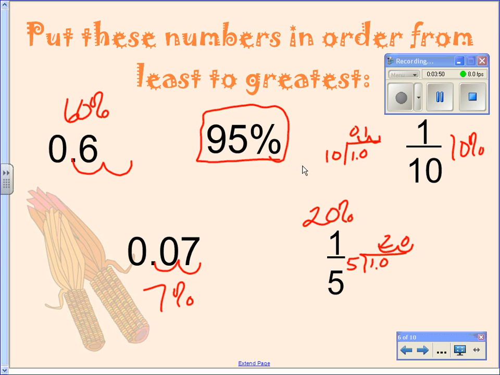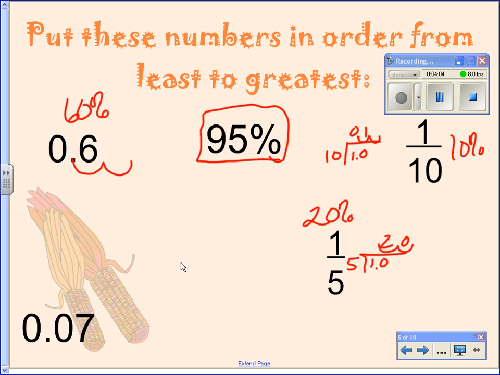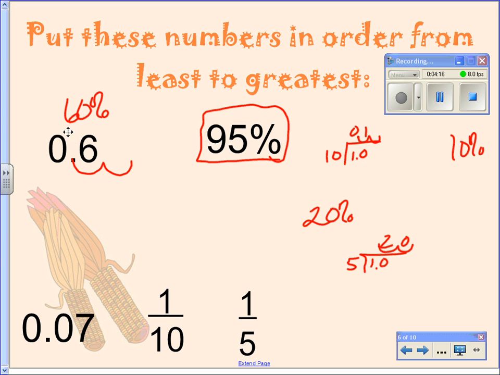So now I'm just going to grab them and move them. It says from least to greatest. Well, the least, let's see, I've got 10%, 20%, 7%, 95%, 60%. Well, 7% is the least. Okay, so that one I'm done with. Next least, I'm left with 10%, 20%, 60%, 95%. So 10% is the next least. And then 20%. And then 60%. And then 95%.